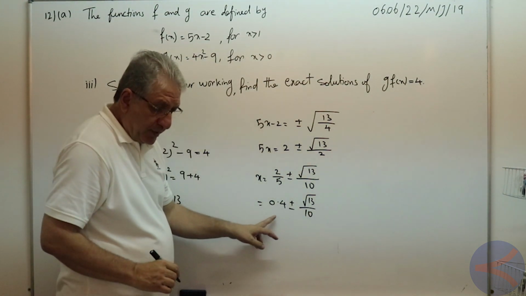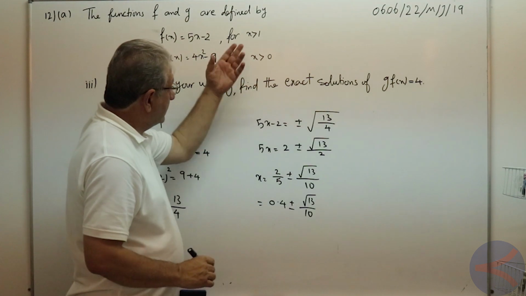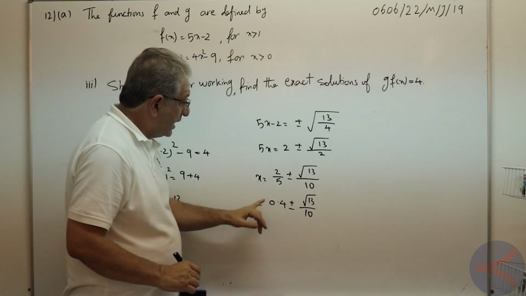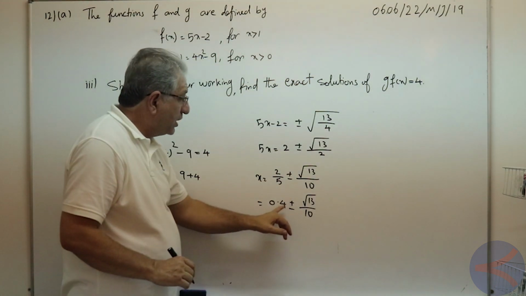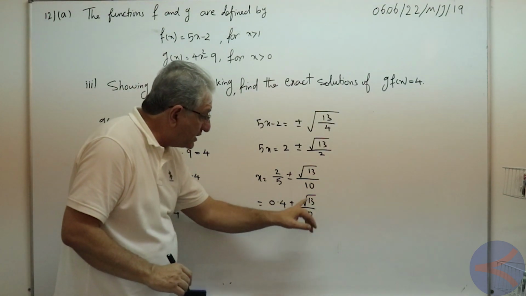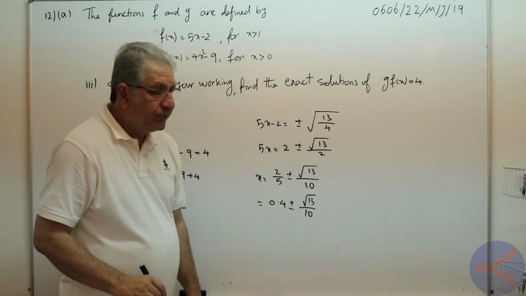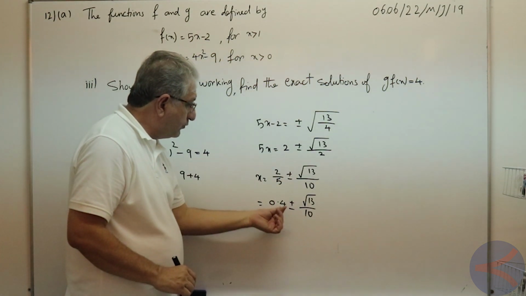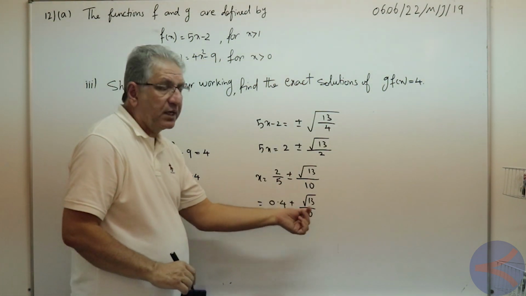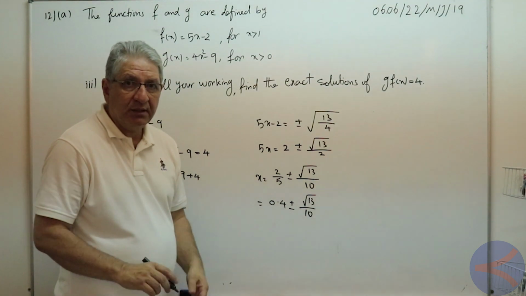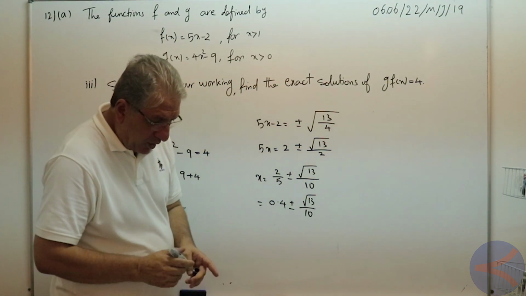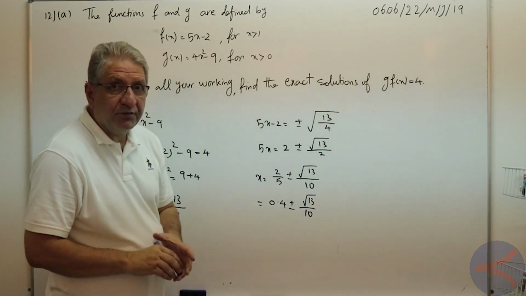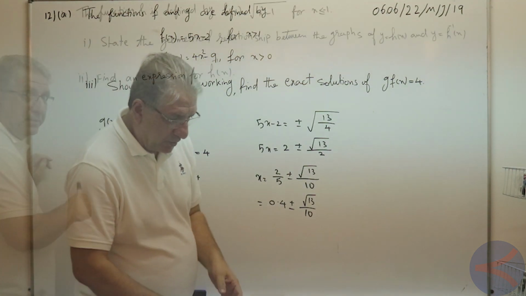If you remember, in the second part, we said that x should be more than this value. Therefore, this minus this is not valid actually. But anyhow, the solutions are these, but 0.4 minus the square root of 13 over 10 is not valid. Okay. Now we can go for the B part of this question.